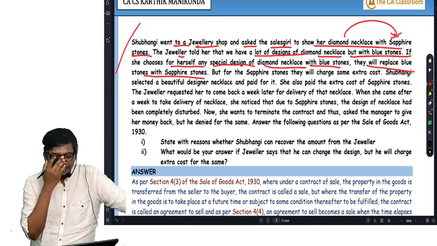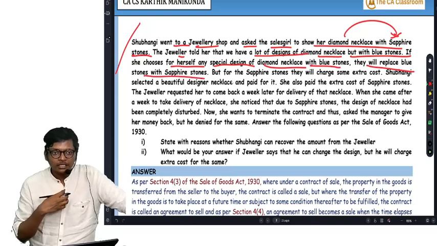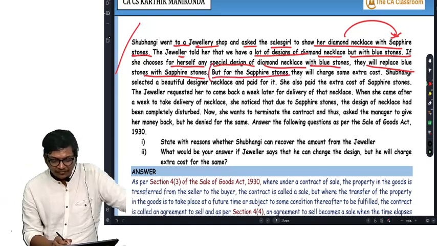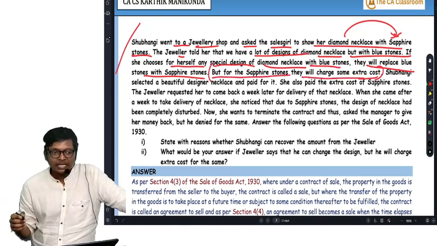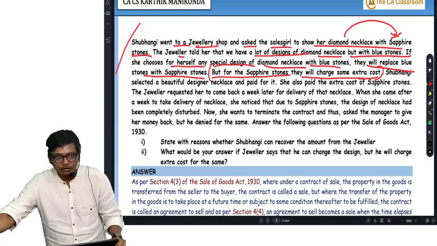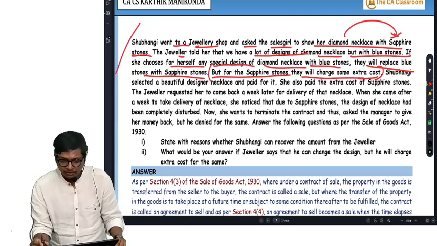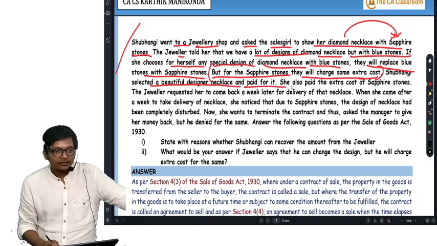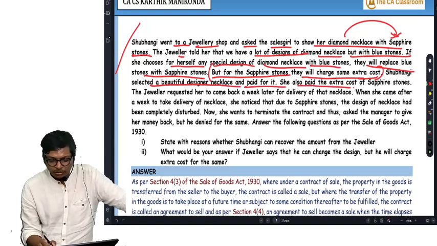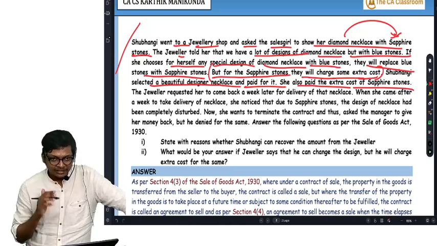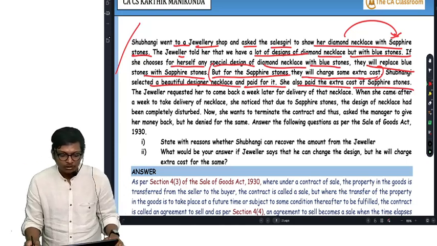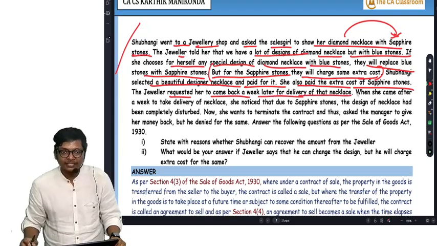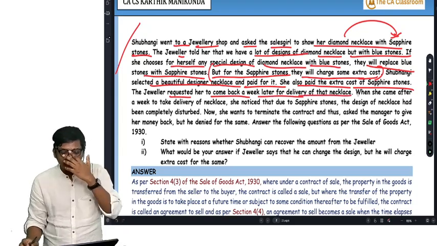So they told Shubhangi, "Choose the design you like, madam, we will remove the blue stone and put the sapphire stone." But they said they will charge some extra cost for the sapphire stones, an extra money for replacement. Shubhangi selected a beautiful designer necklace and paid for it. She also paid the extra cost for her sapphire stones. She paid what they asked, saying she just wants the necklace. The jeweler requested her to come back a week later for delivery of that necklace.